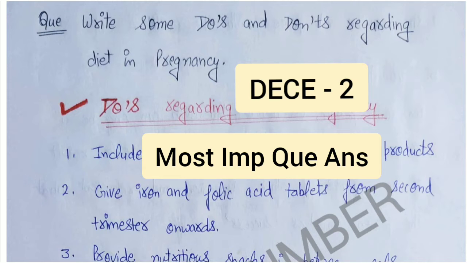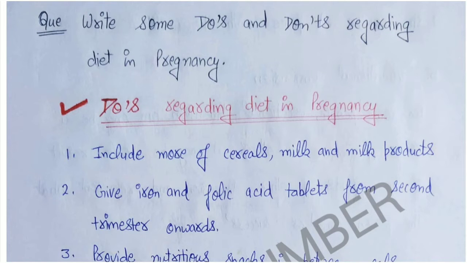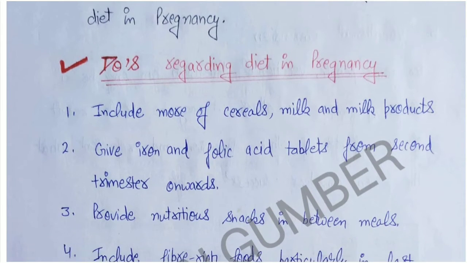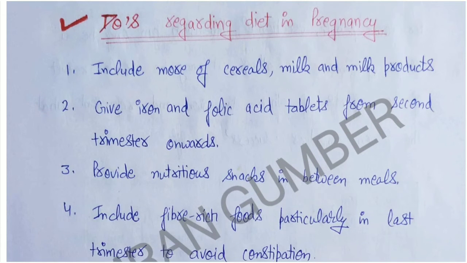So let's begin with the first question. Write some do's and don'ts regarding diet and pregnancy. So let's begin with the answer. Do's. What are the things that the mother in pregnancy should do or include in her diet?